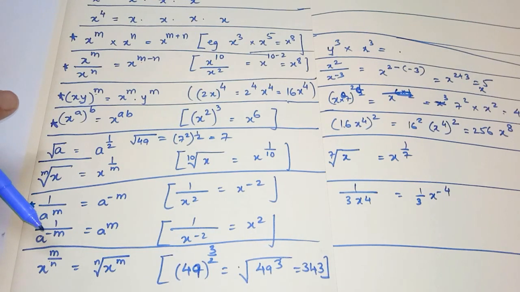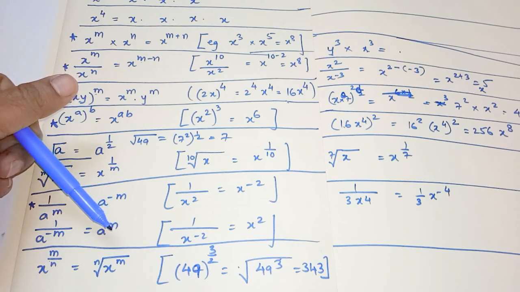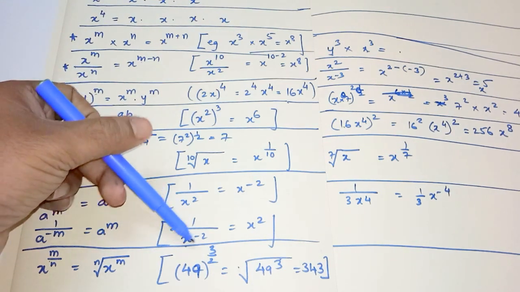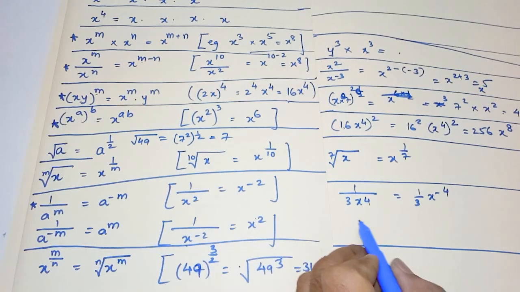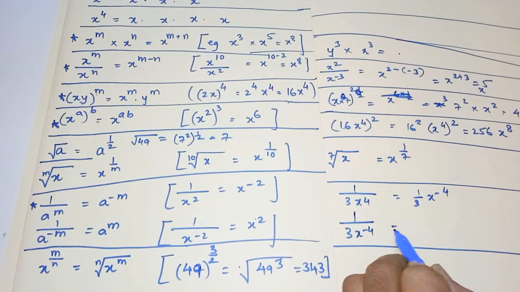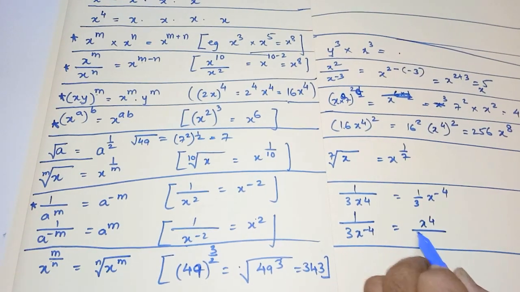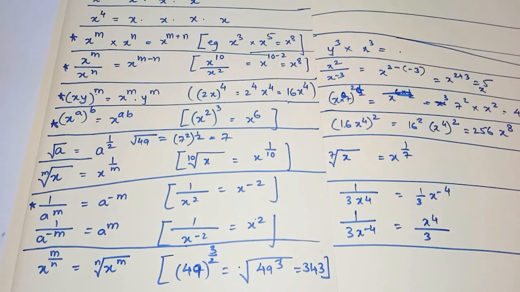Now the reverse is also true. If you have a negative index and you take it up to the numerator, it's going to become a positive index. For example, if you have 1 upon x to the power negative 2, it's going to become x squared. If you have 1 upon 3x to the power negative 4, I could write it as x to the power 4 upon 3. Alright, this is a really important property.